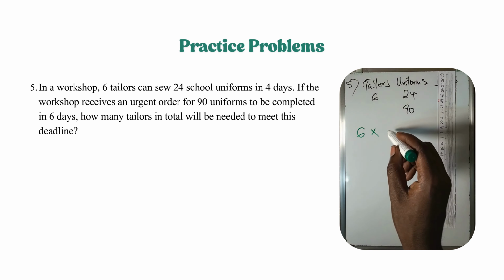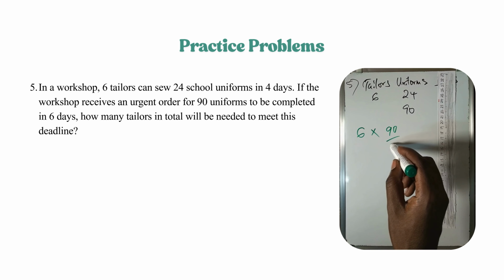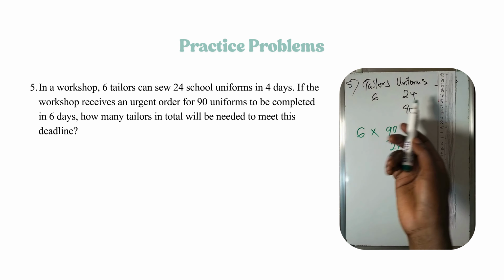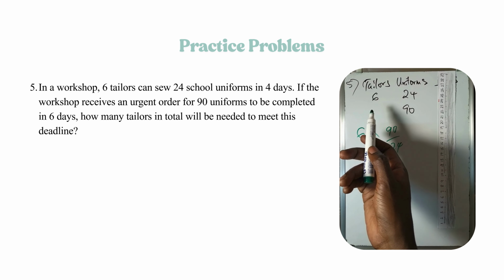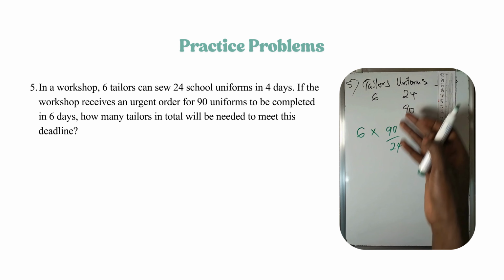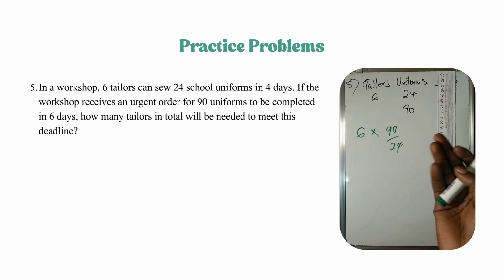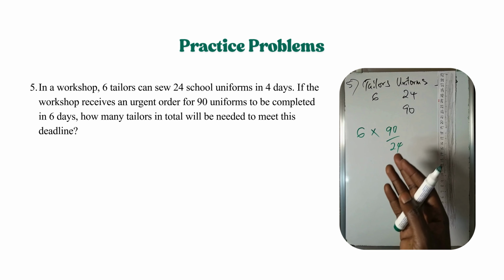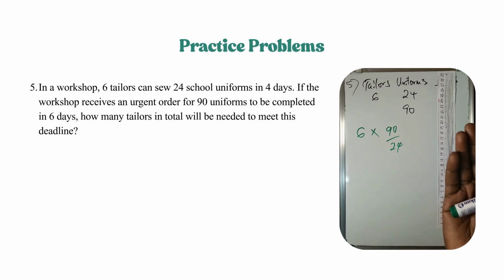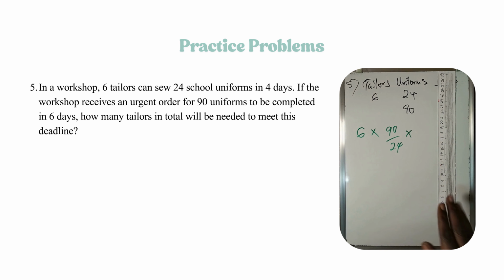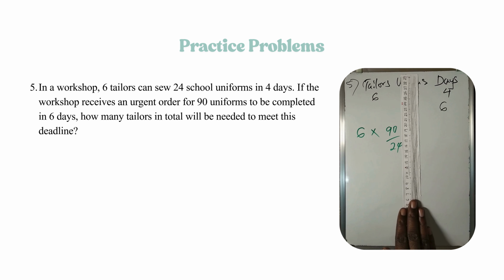So in this case, we're going to have 90 over 24, which means if we expected fewer tailors, we could have written it as 24 over 90. But since we need more tailors, we are writing it as an improper fraction to illustrate an increasing ratio. Now let's go to the next one. This is a multiplication. Now we are done with the uniforms.